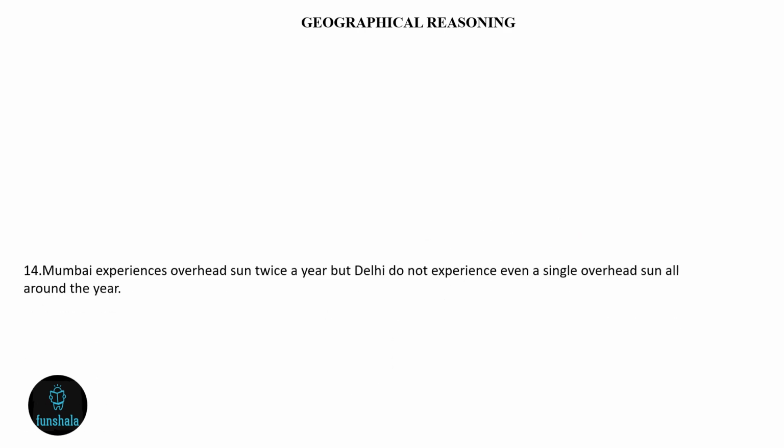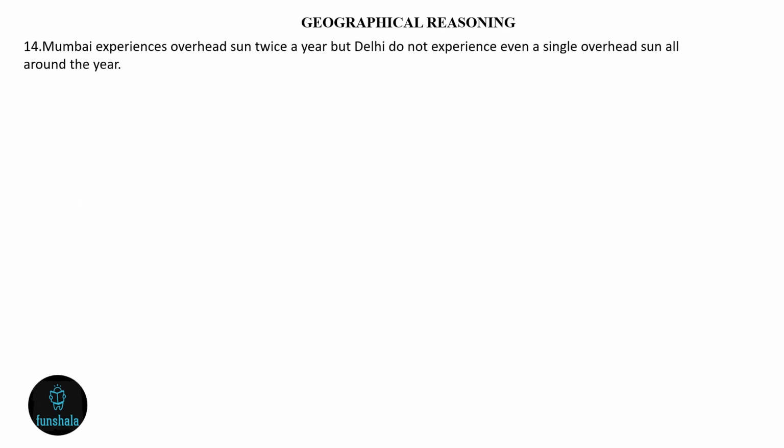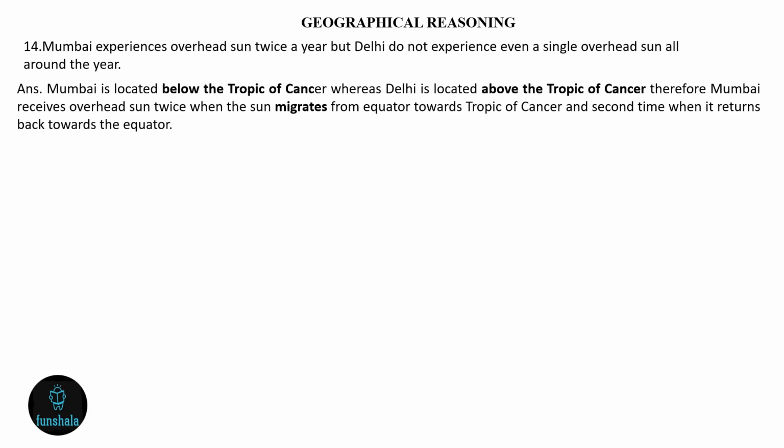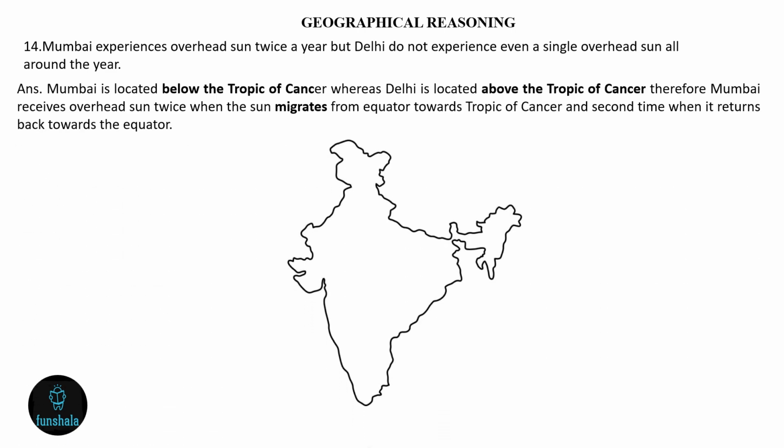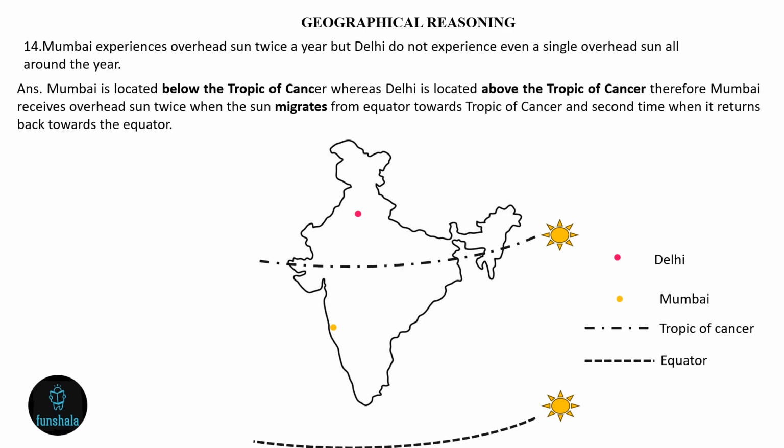Question number 14. Mumbai experiences overhead sun twice a year, but Delhi does not experience even a single overhead sun all around the year. And the answer is, Mumbai is located below the Tropic of Cancer, whereas Delhi is located above the Tropic of Cancer. Therefore, Mumbai receives overhead sun twice, when the sun migrates from the equator towards the Tropic of Cancer, and second time when it returns back towards the equator.